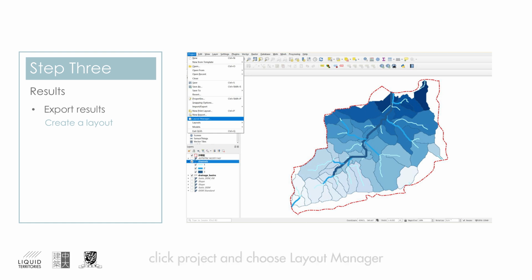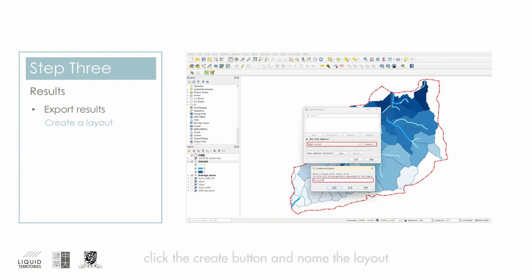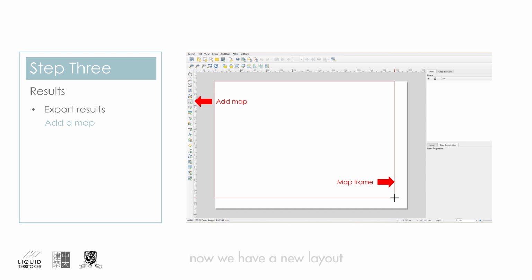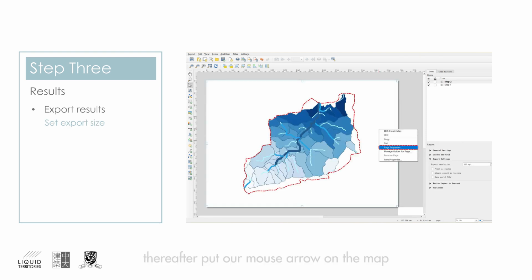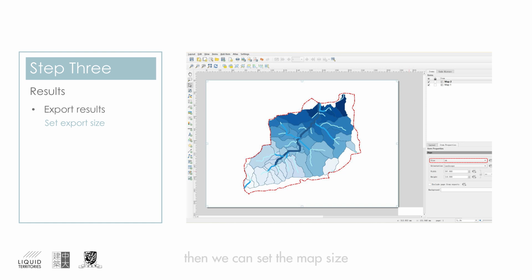Click Project and choose Layout Manager. Click the Create button and name the layout. Now we have a new layout. Click the Add Map button to load our results. Thereafter, put our mouse arrow on the map and click the right button to choose Page Properties. Then we can set the map size.